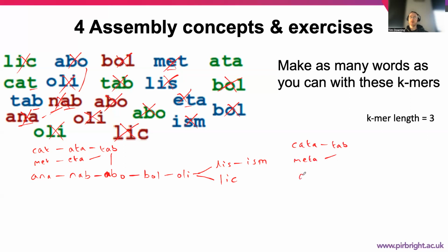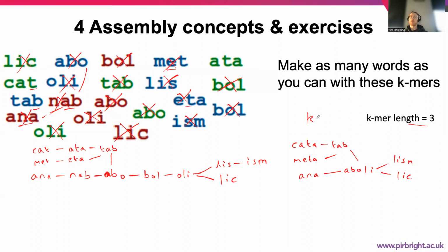And then we got a nab, ana connects to abo with an I. And then we got 2 connections here. We got lism and lick. So that's our kind of our consistency to 1 graph for these k-mer lanes of 3.